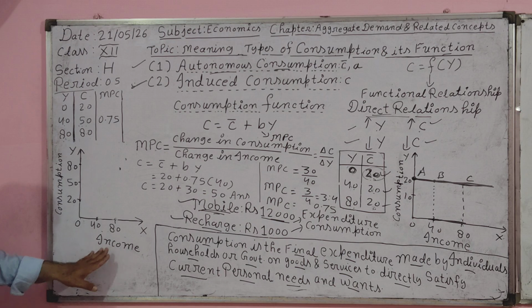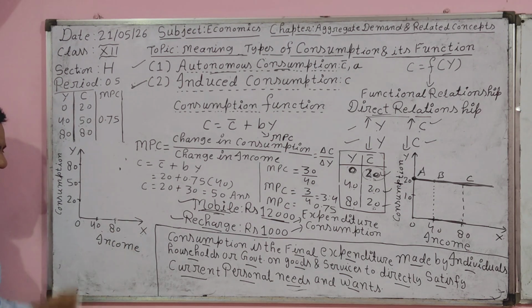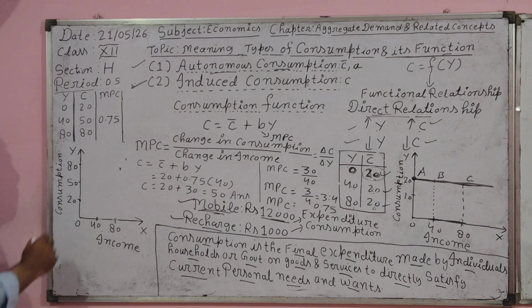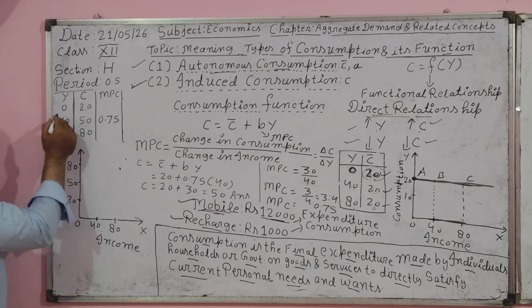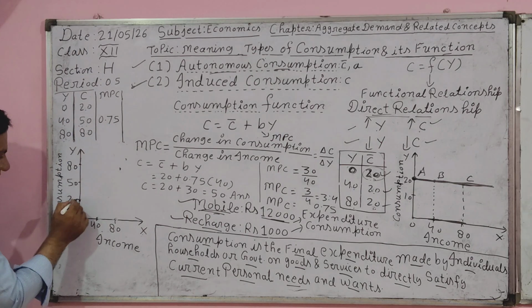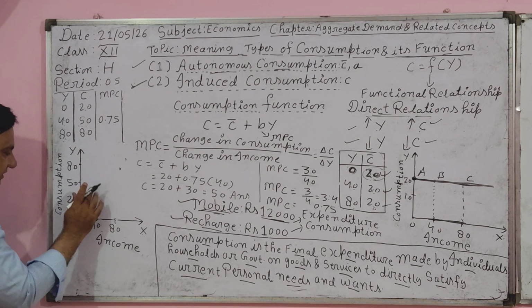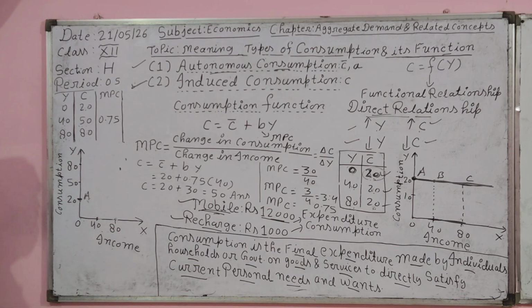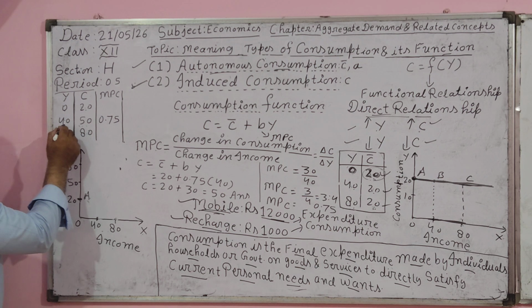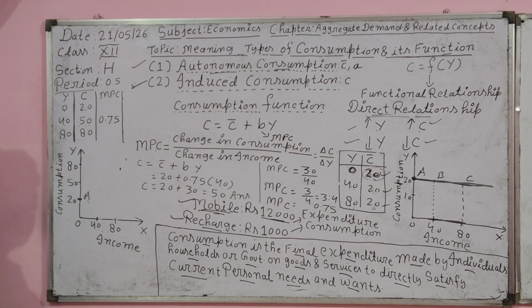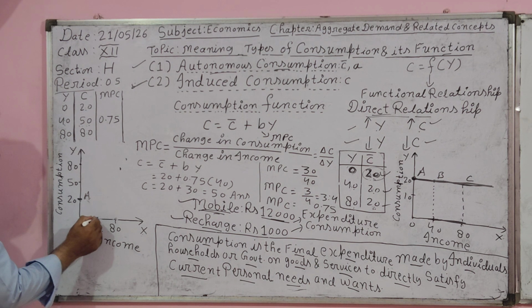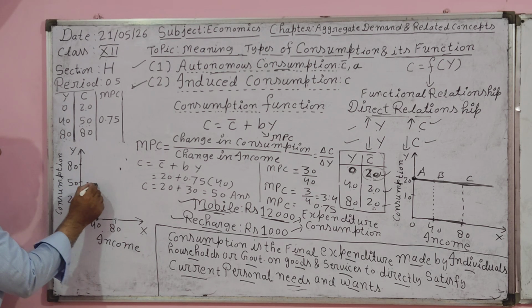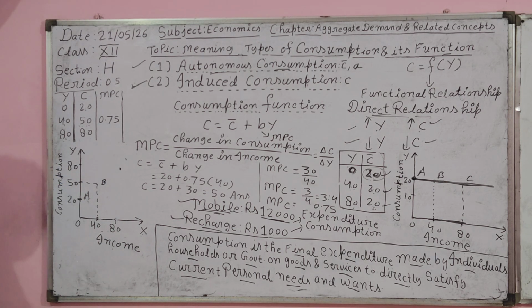It can be explained with the help of this diagram. In this diagram, we take income on x-axis and consumption on y-axis. Our consumption is 20 at zero level of income. So point A lies on y-axis. Whenever income is 40, consumption is 50. It is the second point, point B.